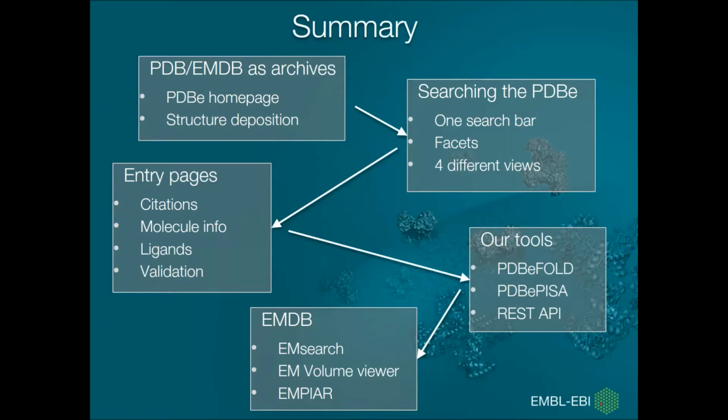We also have a number of tools that we've developed here at the PDBE. These include PDBEFOLD, which is used for searching for structural similarity. So much like BLAST is for sequence similarity, this uses structural elements to find proteins that are similar to yours of interest. We also have PDBE PISA, which is used for crystallographic entries, and it calculates the likelihood of the interfaces within a crystal occurring within solution. We also have an API which is used for more programmatical and bioinformatics information.